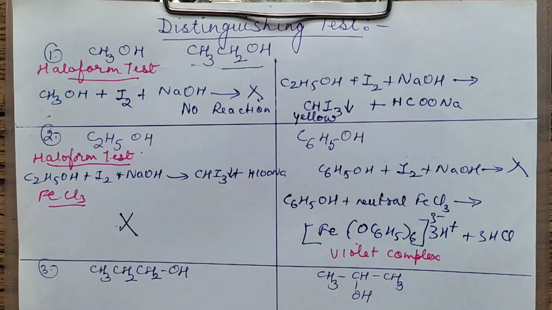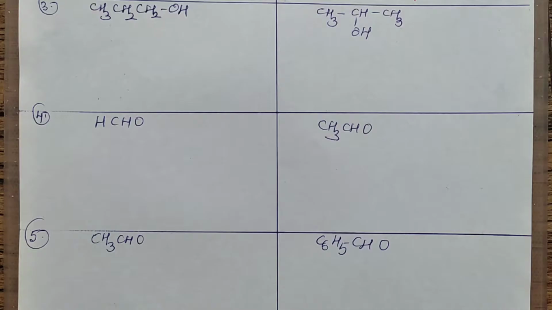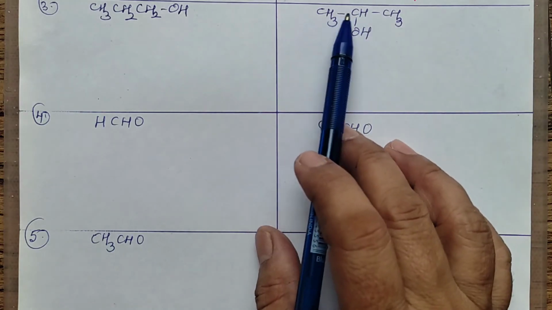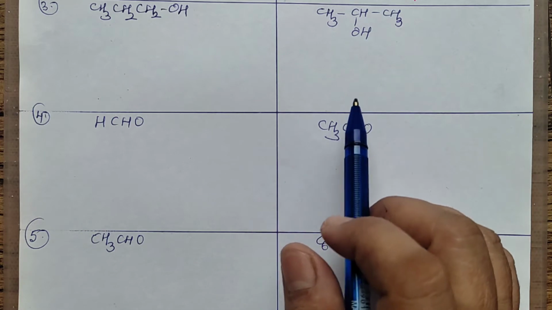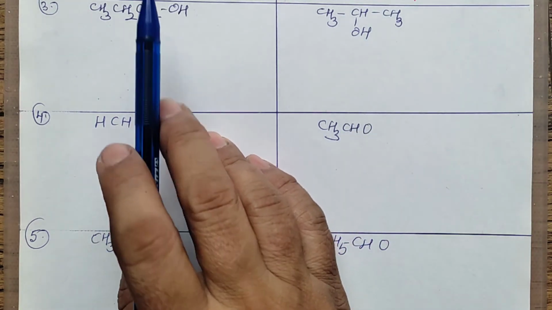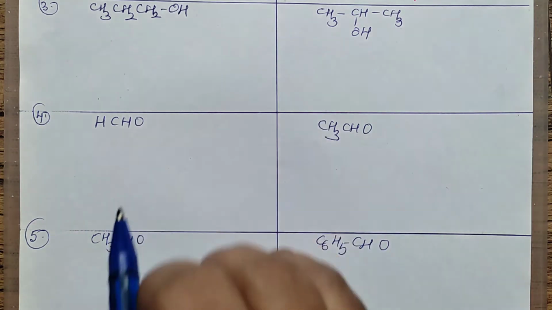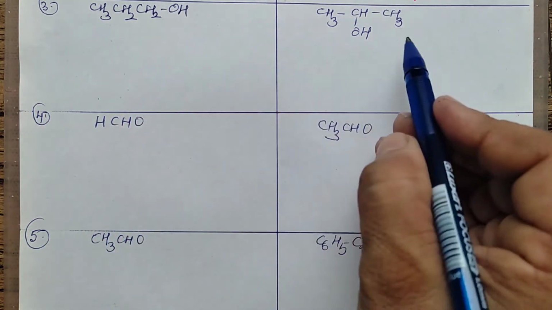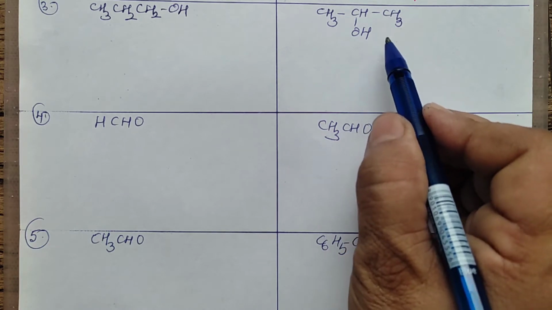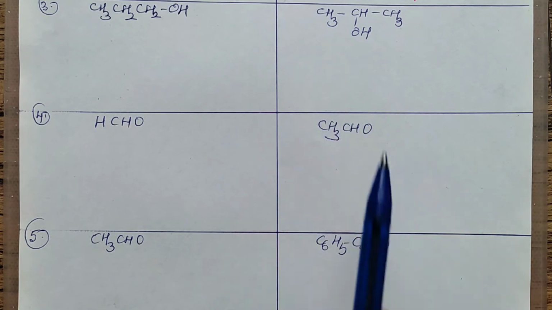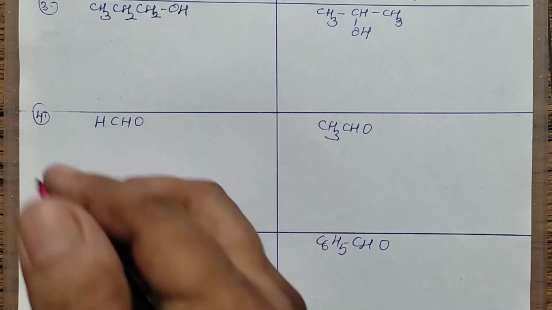Okay, now let's move on to the next test. This is propane 1-ol, propane 2-ol. Okay, if we are doing this, we know it is a primary alcohol, but in primary alcohol only ethyl alcohol gives haloform test. So this will not give haloform test. What about this? It's a secondary alcohol, and secondary alcohol with the second position OH will surely give haloform test.